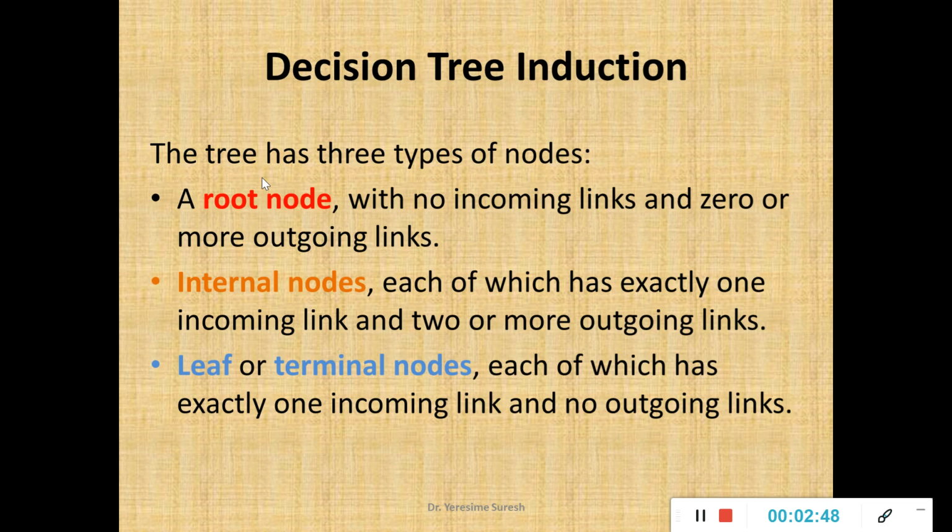So the root node has in degree 0 and out degree 0 or more, the internal node will have in degree 1 and out degree 2 or more. And lastly, a terminal node will have in degree 1 and out degree 0.